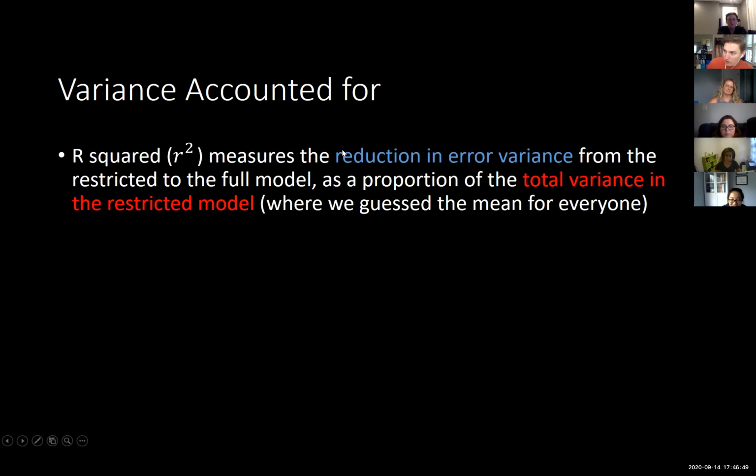The R squared is the reduction in error variance from the restricted model to the full model. And it's expressed just like our sums of squared errors were in our F-test, as a proportion of the total variance in the restricted model. Actually, it's backwards, because in an F-test we express it relative to the total variance in the full model, and with the R squared, we're expressing it relative to the total variance in the restricted model.